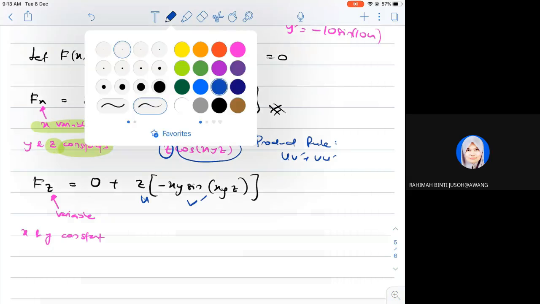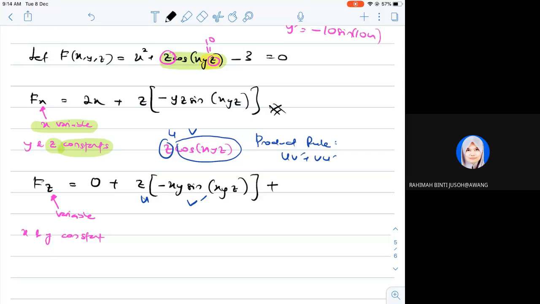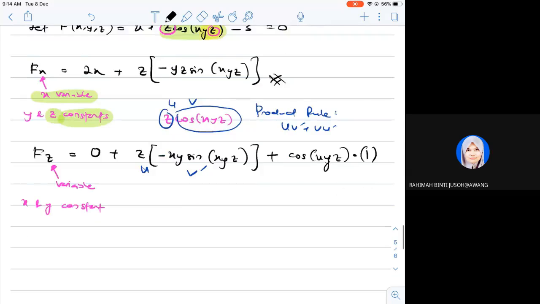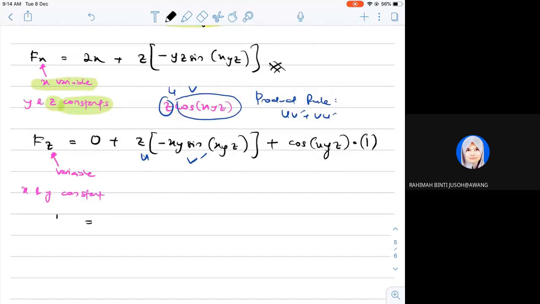Okay, tambah plus. Plus V U prime. V is cos XYZ. Okay, darabkan dengan U prime. U is Z. So differentiate Z, we will get satu, one. Okay, good. We will get one. Good, very good. Okay, so we will have Fz equals to negative XYZ sin XYZ plus cos XYZ. Okay, settle dah.